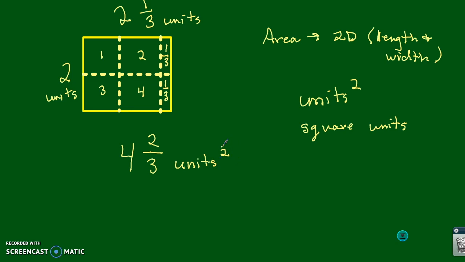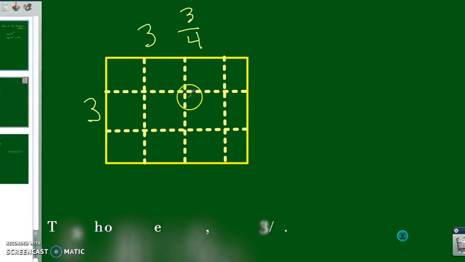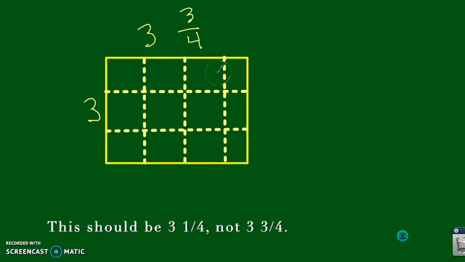Now later on in the year we'll discuss different ways of finding area, but today we're going to be focusing on counting up the actual squares and the parts of squares. So let's move on to another example here. Again, area is measured in squares. It's two-dimensional because it has both length and width.